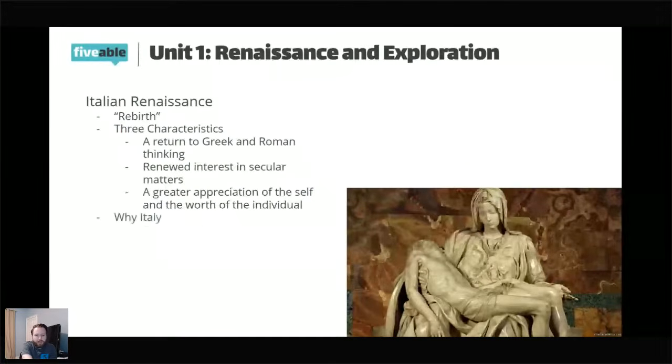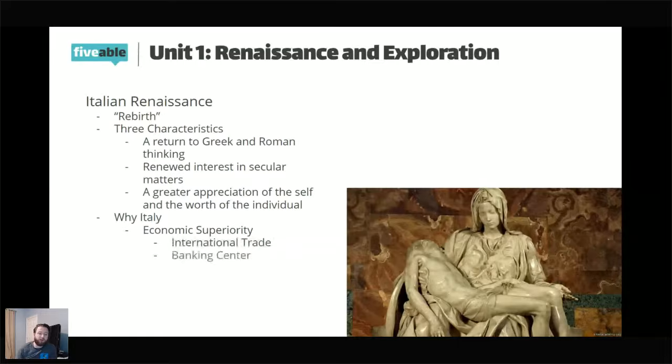Now, when you think about why Italy, okay, of course, the economic superiority of Italy being in the middle of the Mediterranean Sea, having access to a lot of those trade routes through the Byzantine Empire, and just generally being the center of trade for Europe. Also, they are a banking center, and we think about, who do we think about when we think about patronage? We think about the Medicis, Cosimo de' Medici specifically. Medicis were a banking family. So, banking center of Europe. Also, close proximity to Greece and in close proximity to Rome being really, really important here.